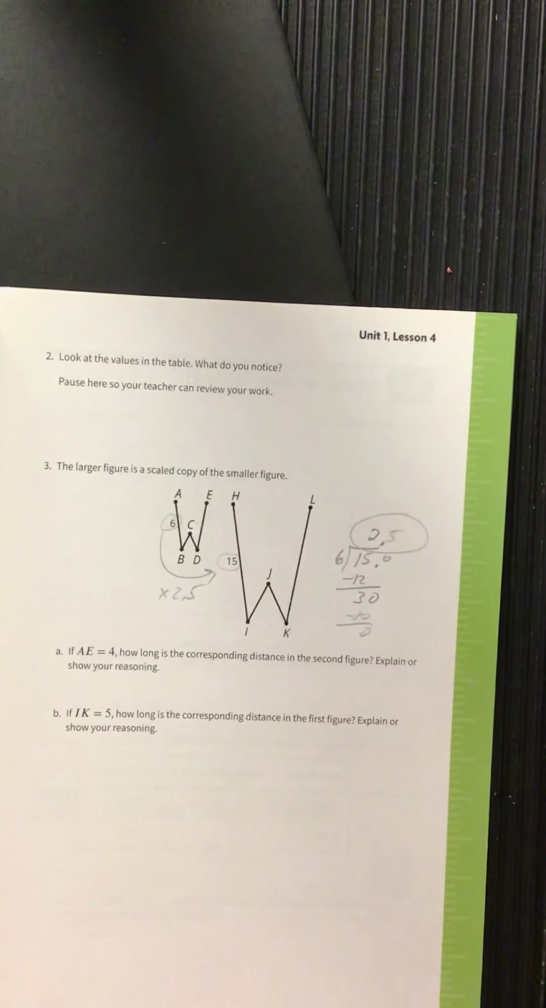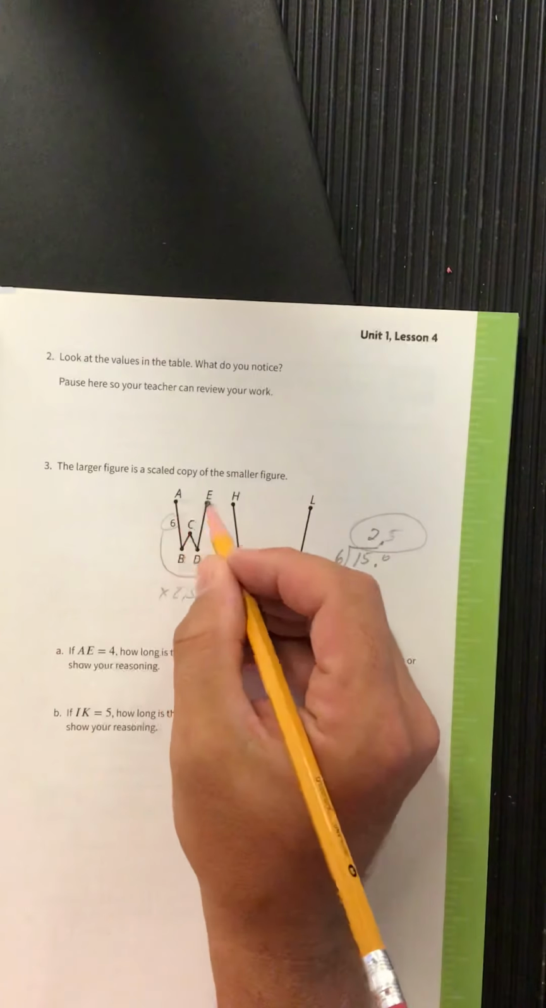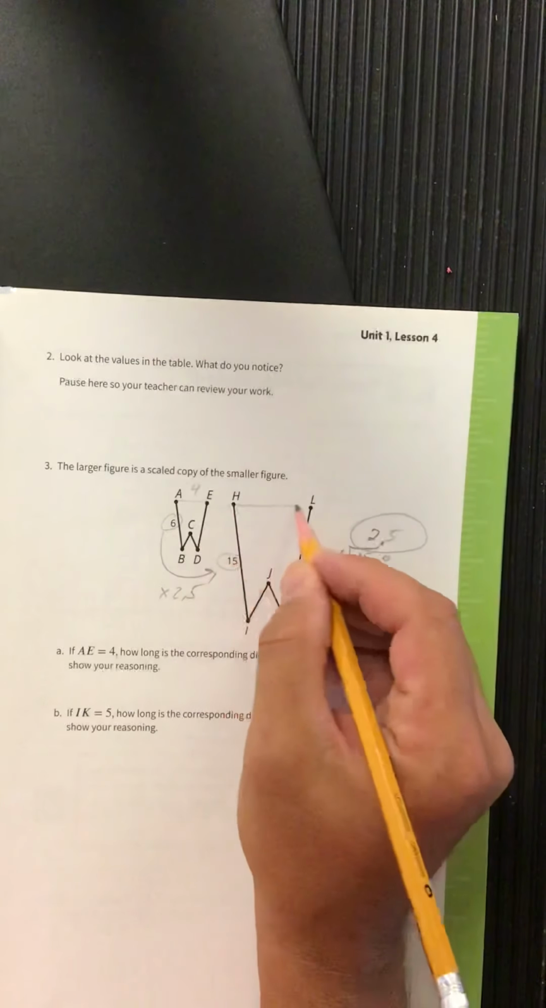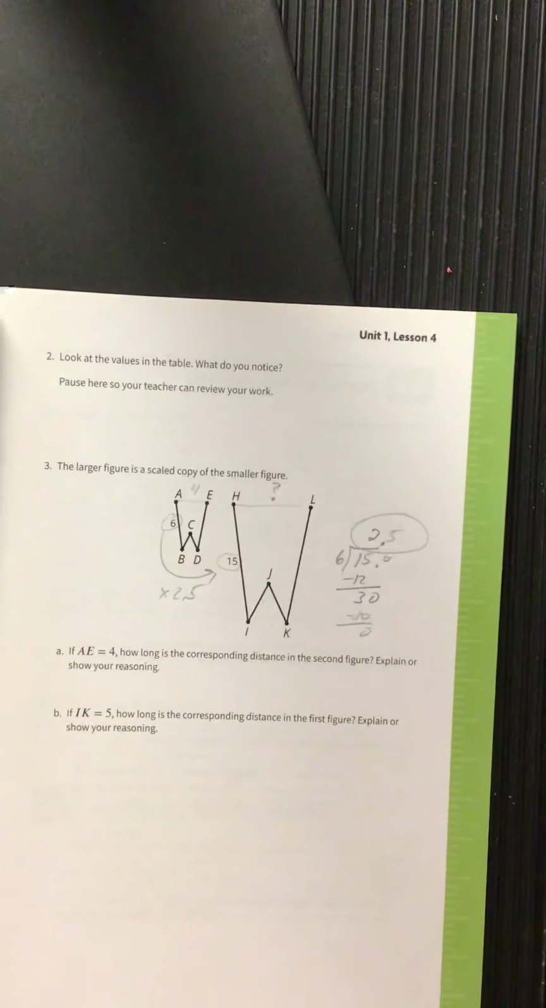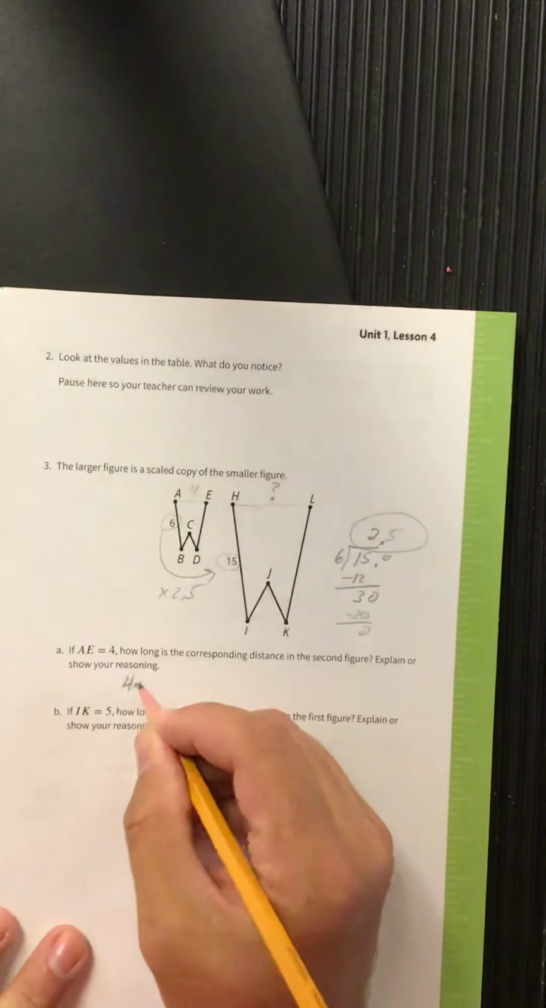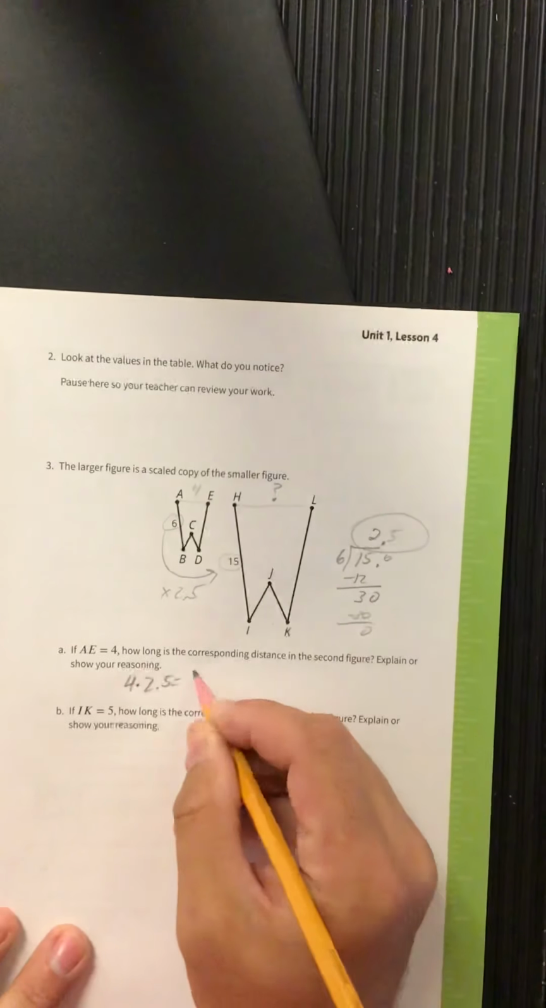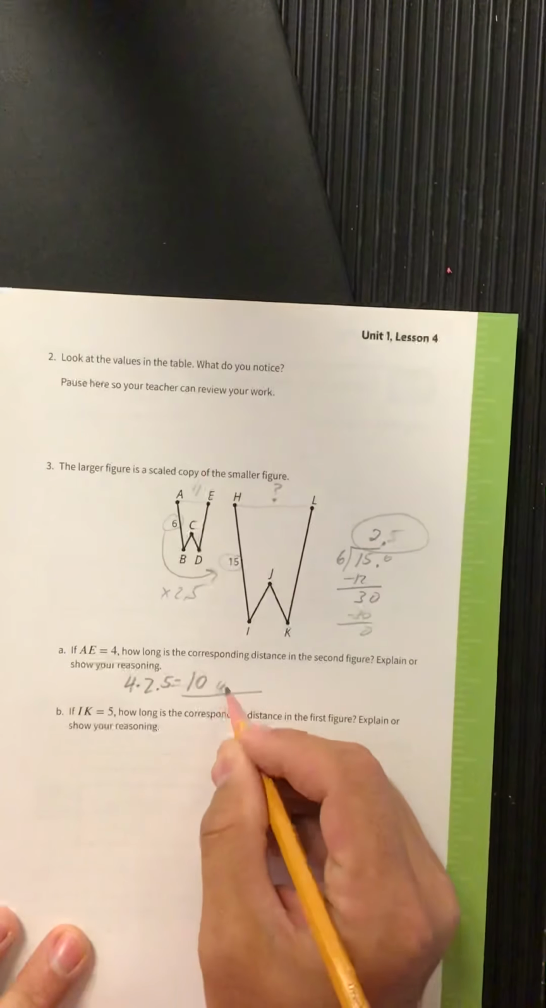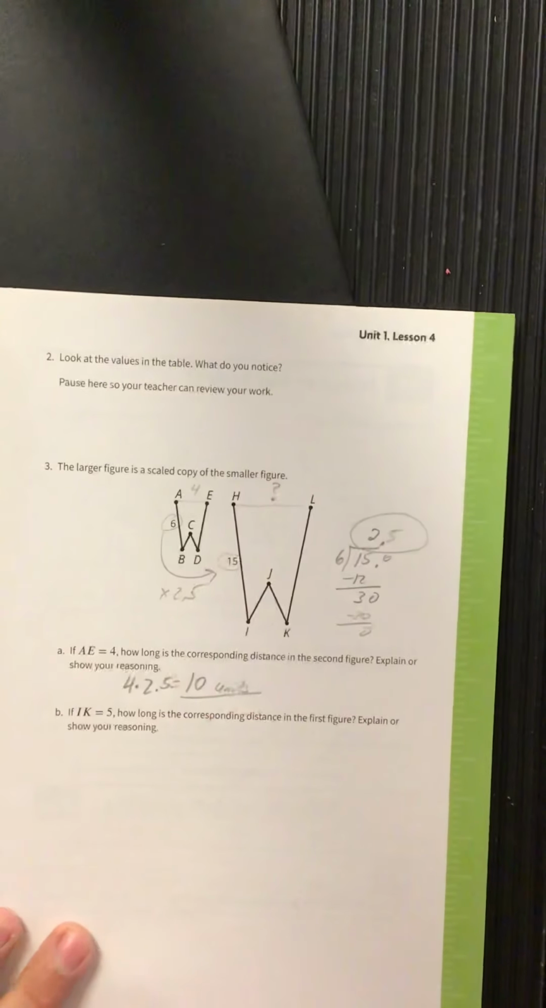Brody Hagen. So if AE is 4, how far would HL be? Ten. How'd you get that? You took 4 times 2.5, because it's 2.5 times bigger that way.